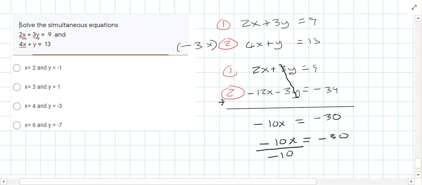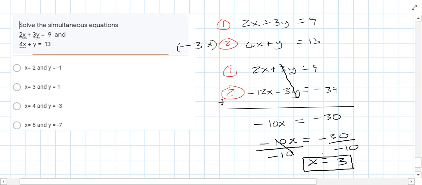Now, because we want to get rid of this minus 10 and change it to a plus 1, we have to divide it by minus 10. If we divide this side by minus 10, we have to divide this side by minus 10. So these will cancel out, and x then is going to be equal to minus 30 divided by minus 10, which is equal to 3. So our value for x we've worked out is equal to 3.